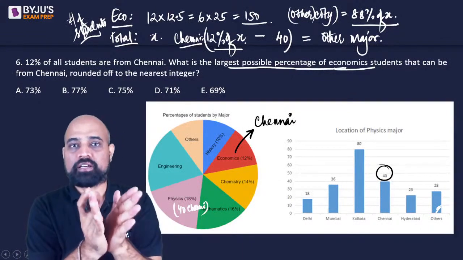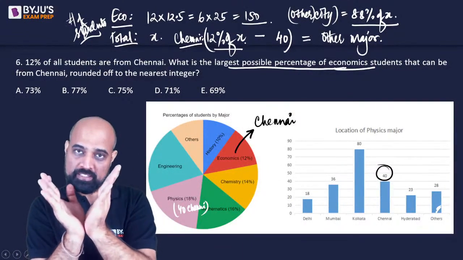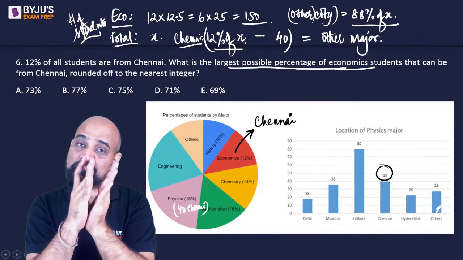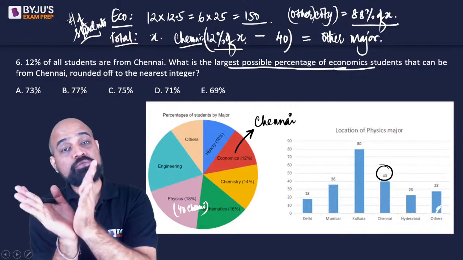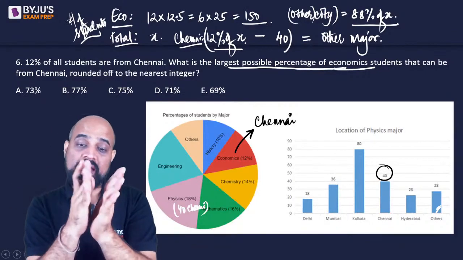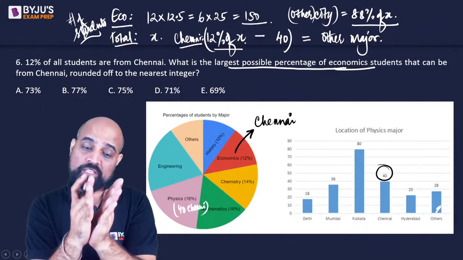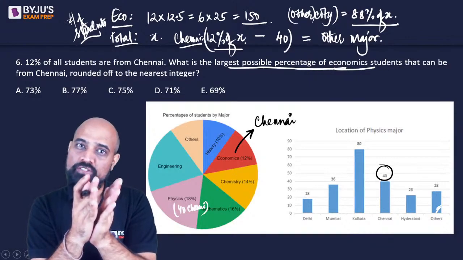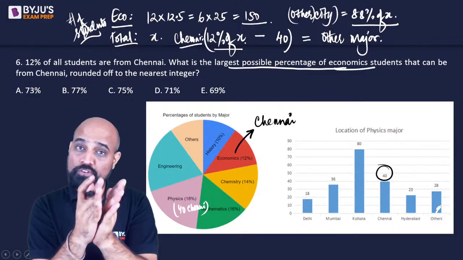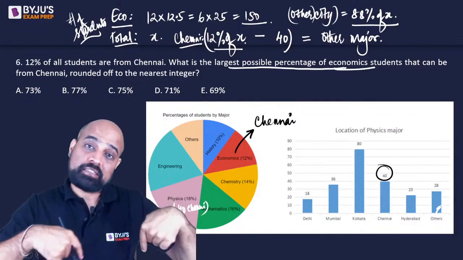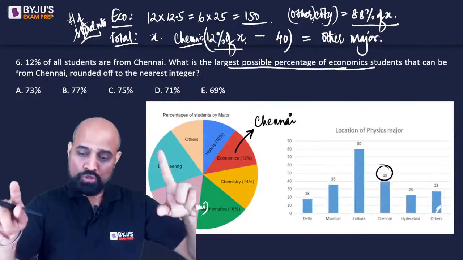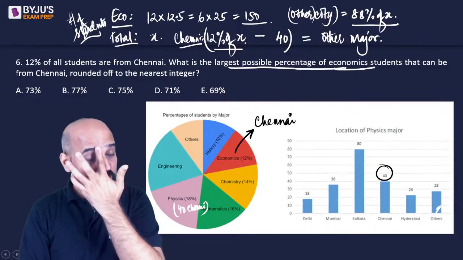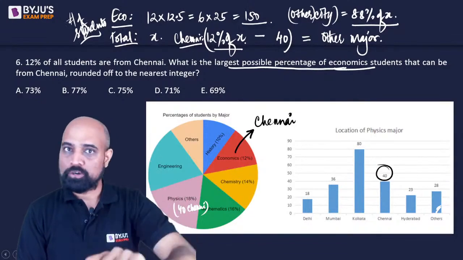उसको कम से कम रखना है. So if I talk about economics department as this much, if I keep the students who are not from Chennai as the minimum, then the students from Chennai will be the largest. For the non-Chennai students in the economics department to be smallest, I have to make sure that all the remaining students, that 88% of X who are not from Chennai, should go in the other majors. दूसरे majors में fill कर देंगे जितना हो सकता है, and once that has been filled out, whatever is left, I'll put it in economics.